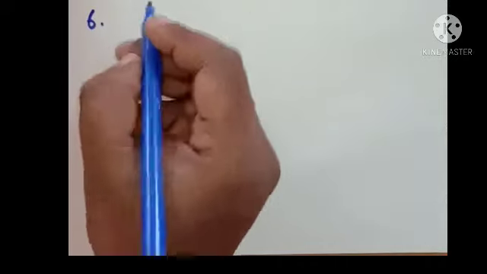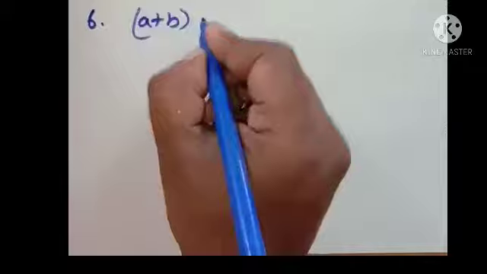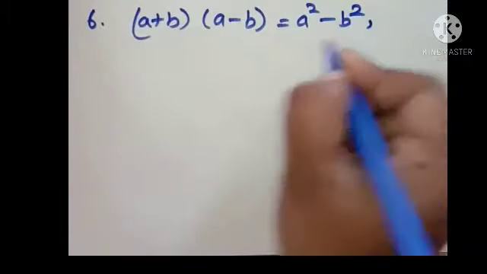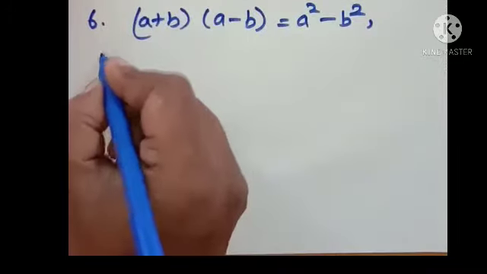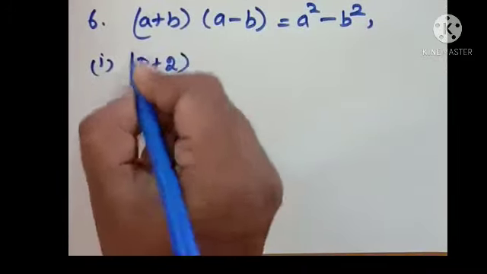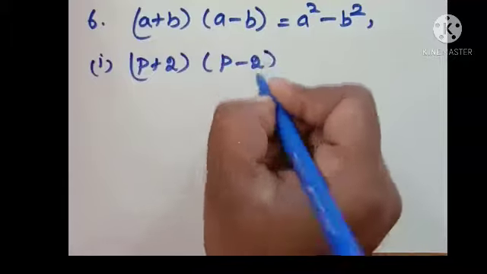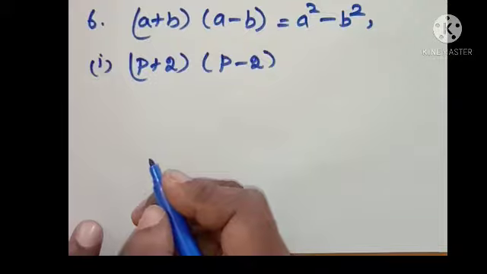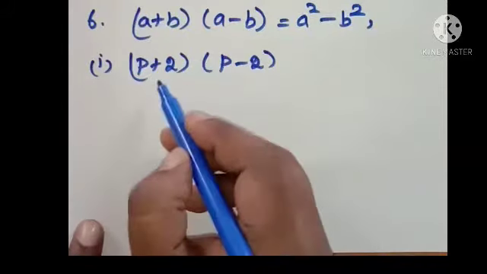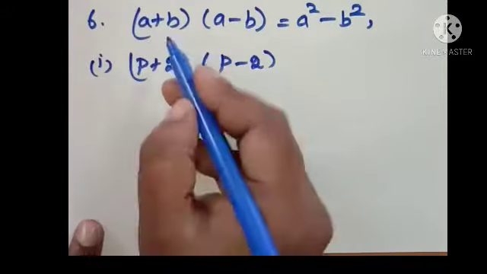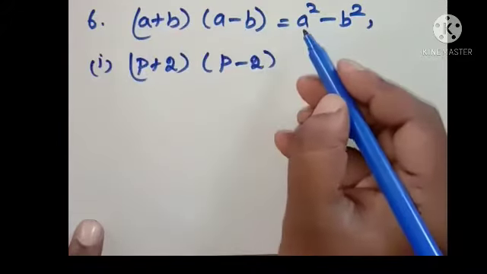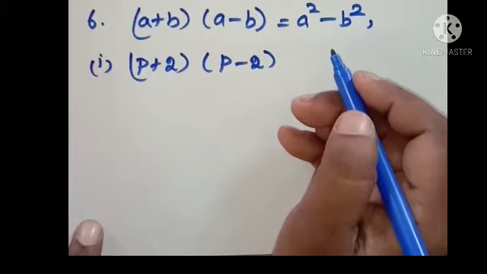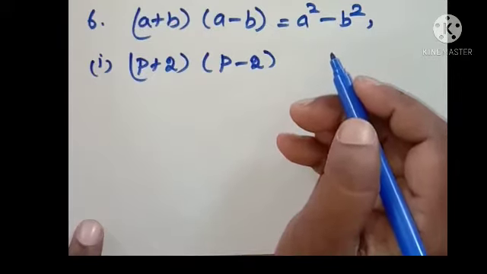Problem: using the identity (a + b)(a − b) = a² − b², find the following product. (p + 2)(p − 2) is given. So, children, it is simple. You have to compare the given expression with the identity and substitute a and b in this identity. We get the expansion, the product.